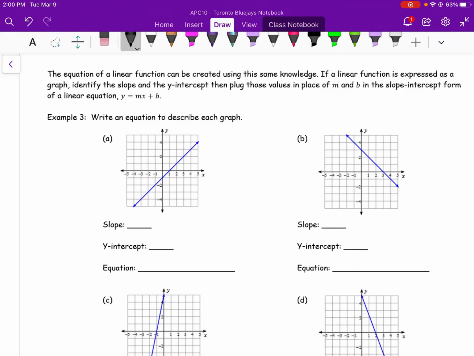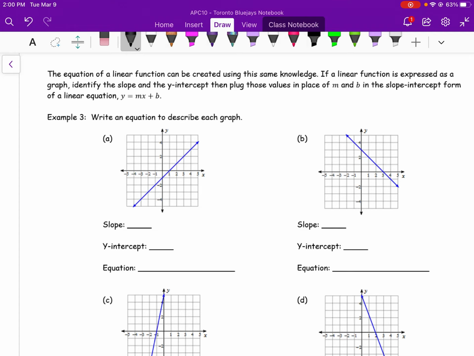All right, so we've taken a look at an equation in slope-intercept form, and we've constructed the graph. Now we are going to work in the other direction, and we're going to get a graph and ask ourselves, well, what's the equation in slope-intercept form? So the equation of a linear function can be created using the same knowledge.